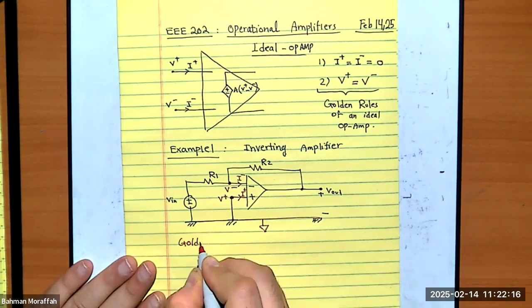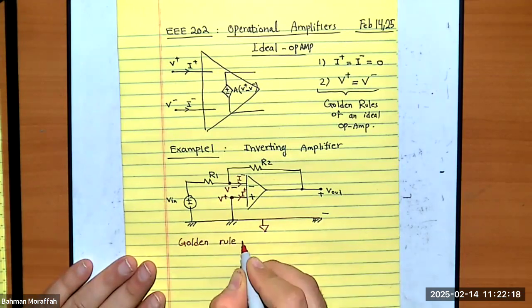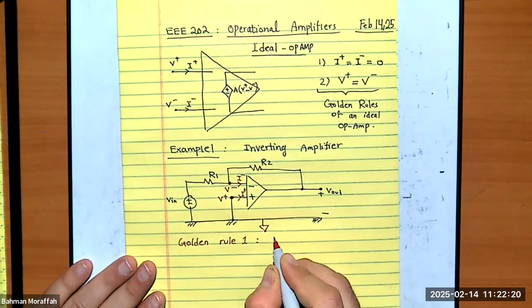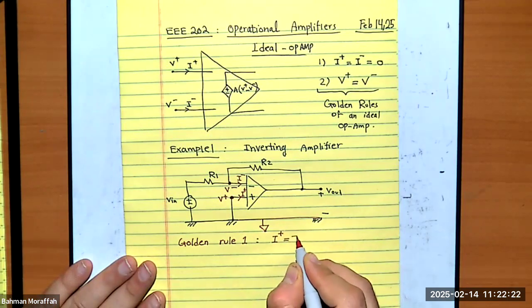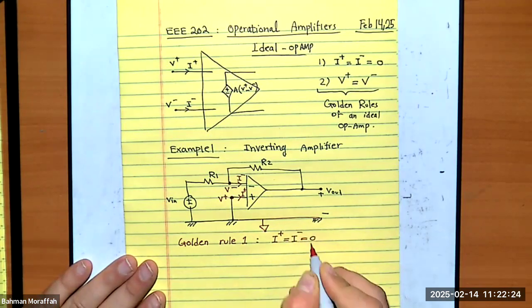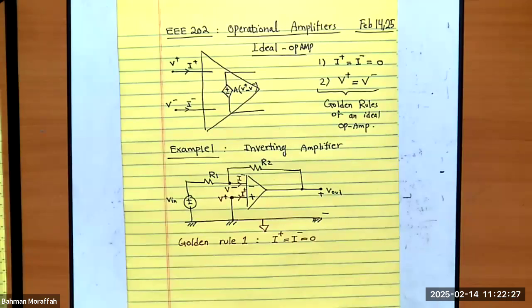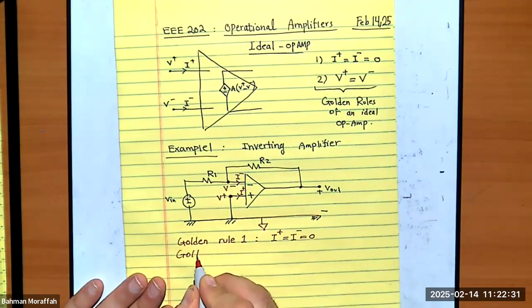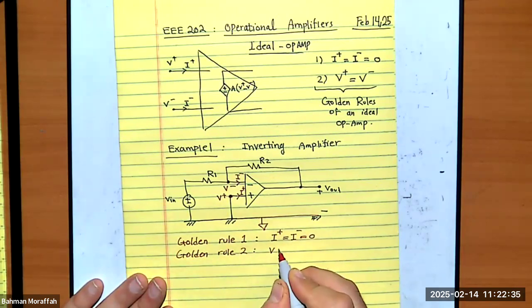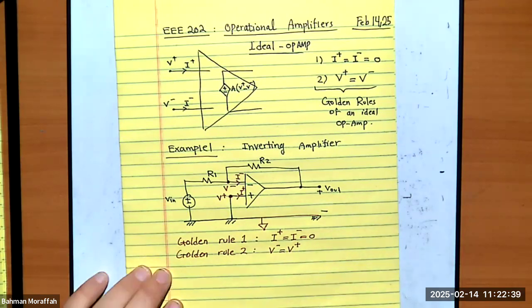Golden rule number 1 tells me I plus must be the same as I negative, which must be 0. Right? That was our first rule. Golden rule 2 tells me V negative is the same as V positive.